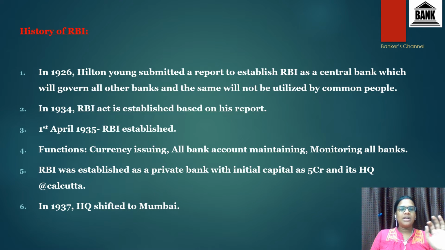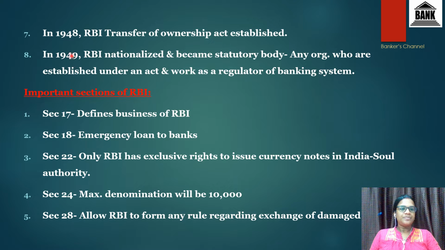In 1935, when the RBI got established, it was established as a private sector bank with an authorized capital of 5 crore, and its headquarters was in Calcutta. In 1937 the headquarters was shifted to Mumbai, and in 1948 the RBI Transfer of Ownership Act was established, and in 1949 RBI got nationalized and became a statutory body.